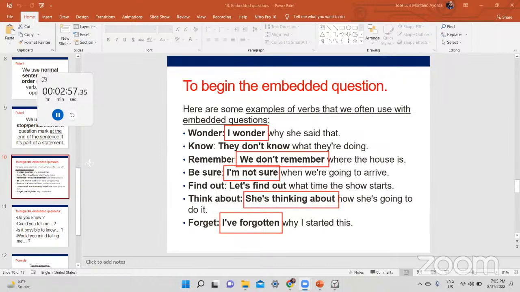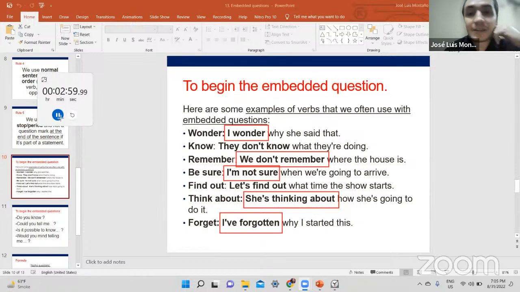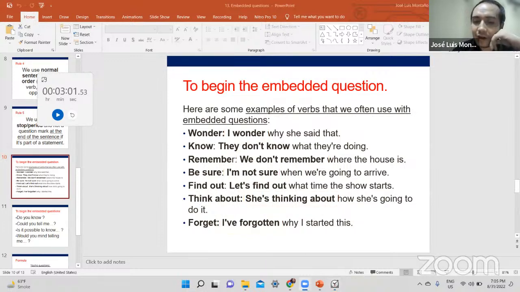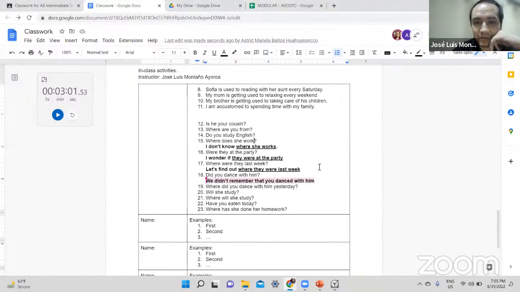All right, so we are there. It's the 3 minutes. Let's take a look. Okay, it was only 5. I wonder, I don't remember, we don't remember, I'm not sure, she's not sure. You can change that, all right? You can play with expressions, but the idea is that you need at least 5 of your statements.